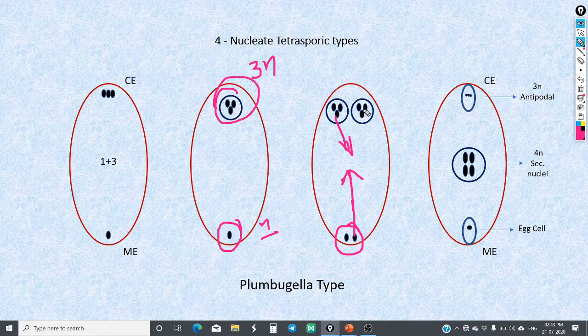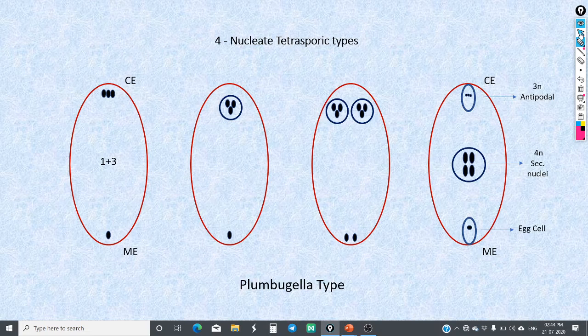Triploid antipodal is seen. So this is four nucleate. How four nucleate? Here one nucleus is triploid in nature. This is one triploid nucleus, this is one haploid, and this is one haploid. See, 1, 2, 3, 4 nuclei. So this four nucleated structure, we call it the four nucleate tetrasporic type of embryo sac. But the three which come from the chalazal end and one from the micropylar end fuse together to form the secondary polar nucleus.